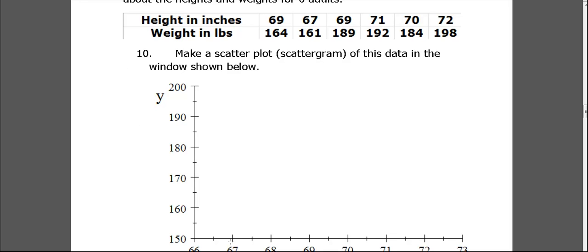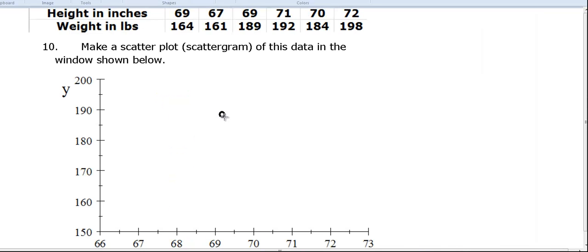So in this question, we are given heights and weights of 6 individuals, and the first thing we have to do is to go ahead and make a graph of these points, like these ordered pairs 69, 164, 67, 161, etc. So when we begin our graphing process, let me just take this dot so I can move it around. Say I have to graph 69, 164.